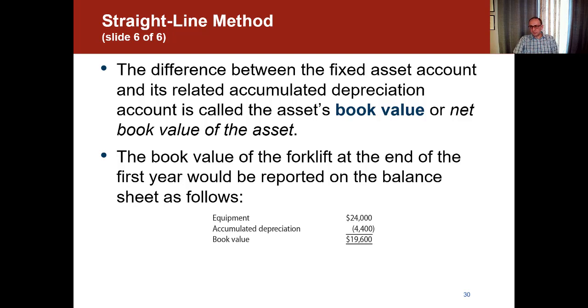So the book value of the forklift at the end of the first year would be reported on the balance sheet as follows. It's going to be $24,000, which is the original cost of the equipment, minus the accumulated depreciation, which is $4,400, and that will give us a book value of $19,600. One thing I want you to remember, the residual value of the asset never appears on the financial statement or on the balance sheet. It's something that we only use for calculation. It can be reported somewhere else, but we never report it on the face of the balance sheet.